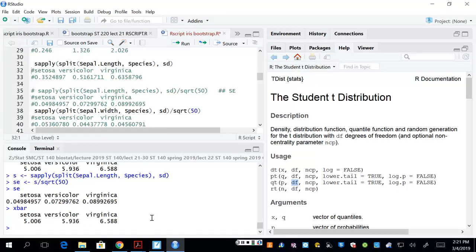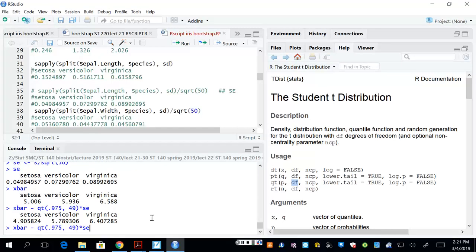So the confidence interval for all 3 species, simultaneously, is x bar minus this qt value, 0.975. They each had 50, so degrees of freedom 49 for each, times standard error. Those are the 3 lower ones, and then the 3 upper ones. So one interval goes 4.9 to 5.1 for Setosa. Versicolor goes 4.79 up to 6.08, and Virginica is 6.4 over to 6.8.